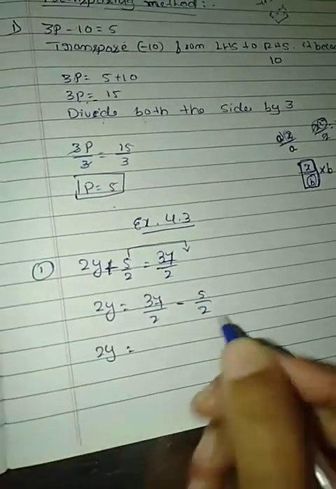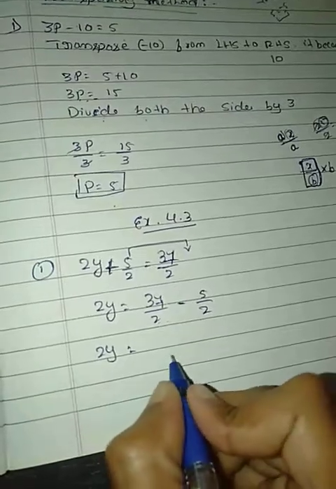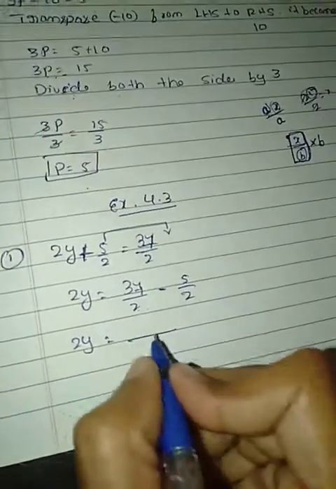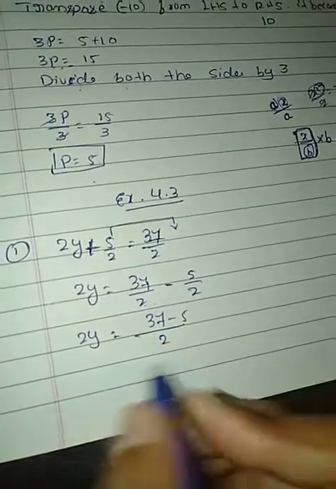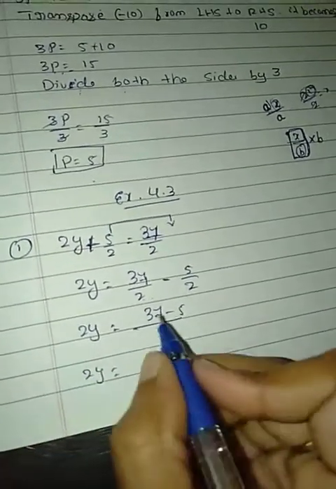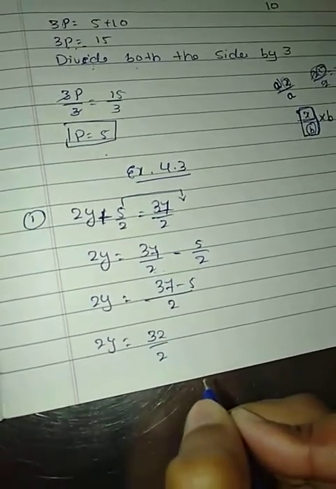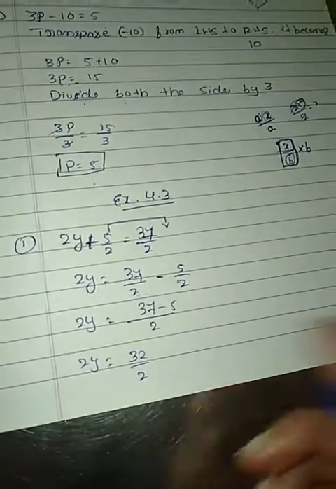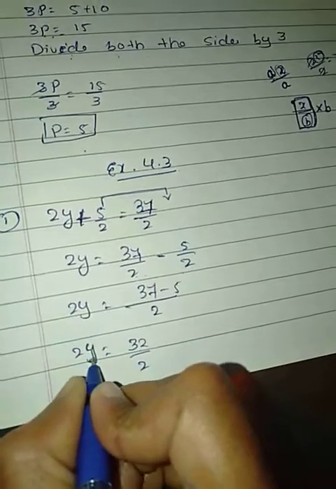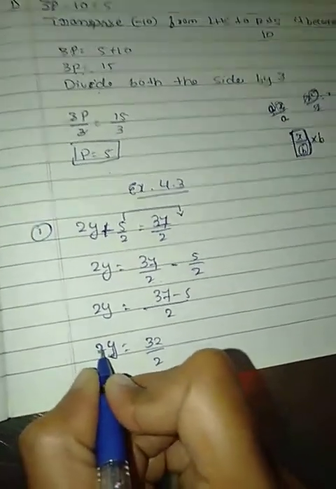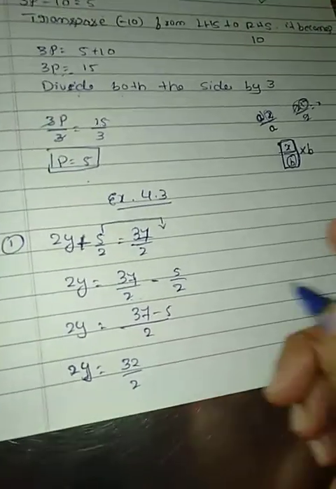And 2y is equal to, here the denominators are the same, so we write just 2 and 37 minus 5. And 2y is equal to 37 minus 5, which is 32 by 2. See here, the variable is y, but this variable is along with 2. So we have to remove this 2. How to remove?